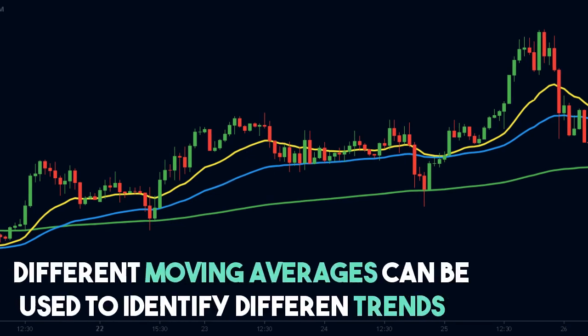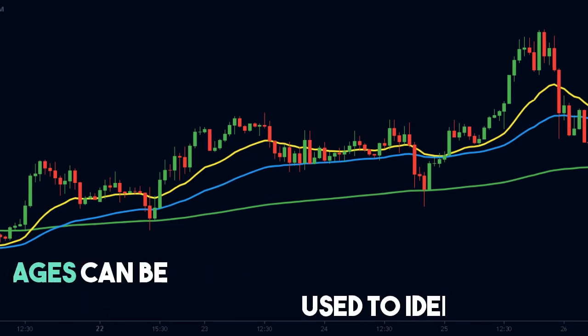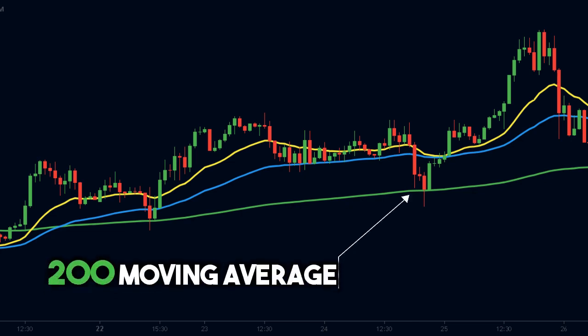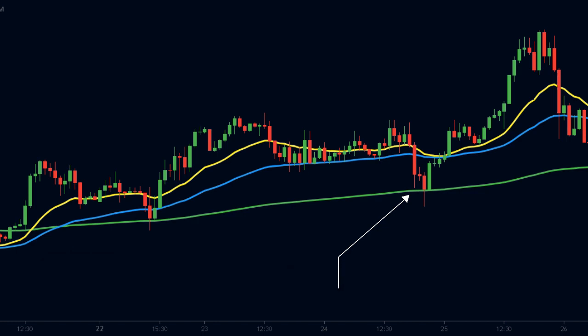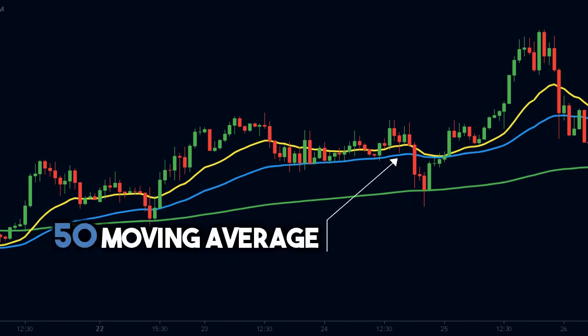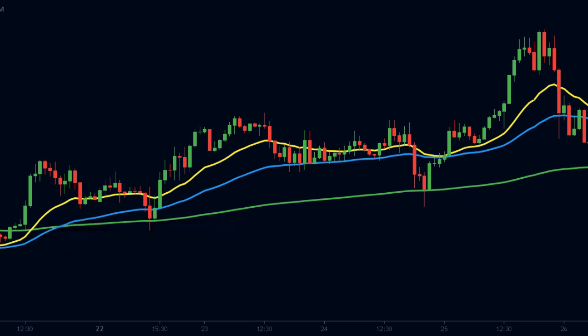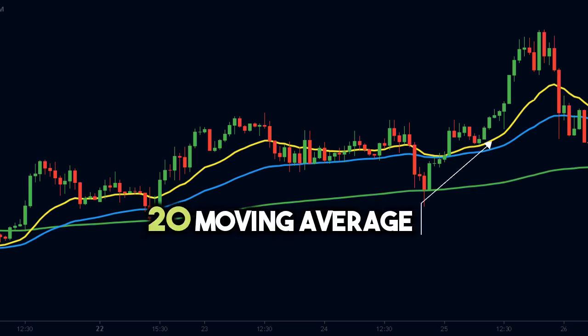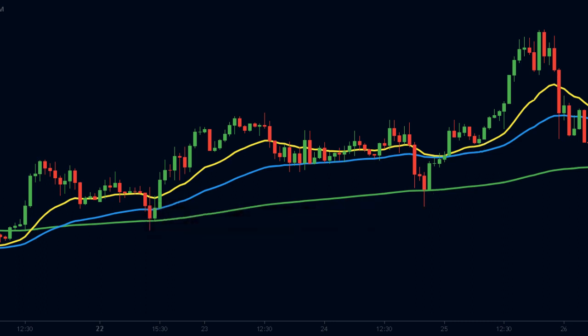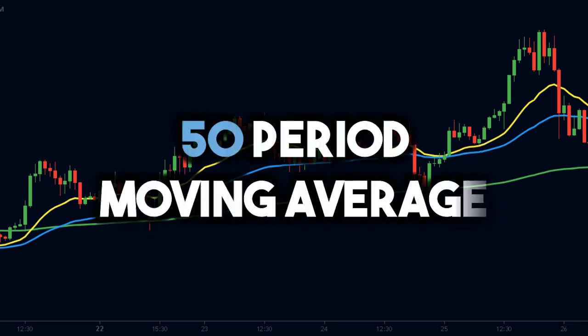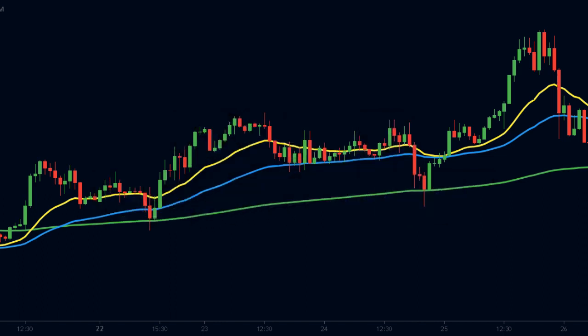Different moving averages can be used to identify different trends. For instance, a 200-period moving average can be used to identify the long-term trend of the market. Similarly, a 50-period moving average can be used to identify the medium-term trend of the asset. And lastly, a 20-period moving average is used to identify the short-term trend of the market. For the purpose of this video, we will use the 50-period moving average. But you can apply any moving average and backtest it to see the results.